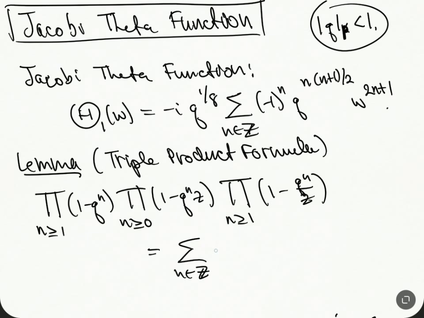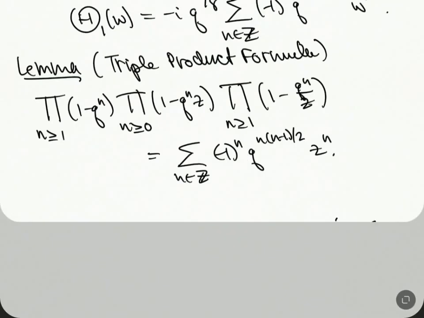You can prove this however you want, but this is an identity of formal power series, so it's completely general. It doesn't matter what these things are. They're just symbols as far as I'm concerned. Okay, and it's true that this holds. So now using this, we can derive a product formula for the Jacobi theta function.